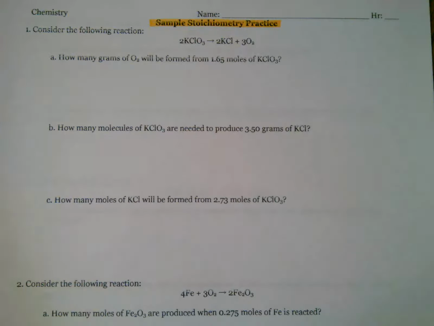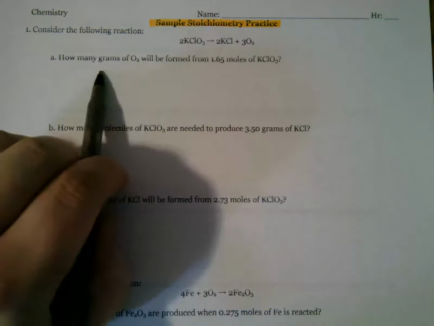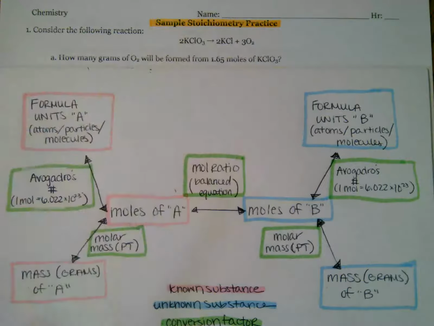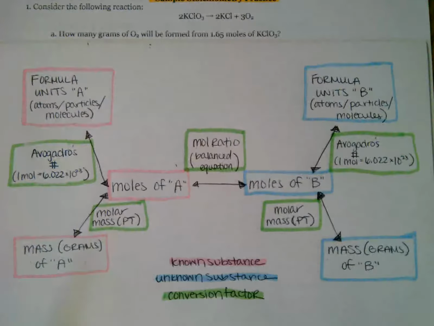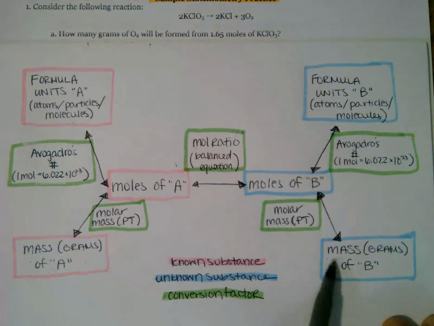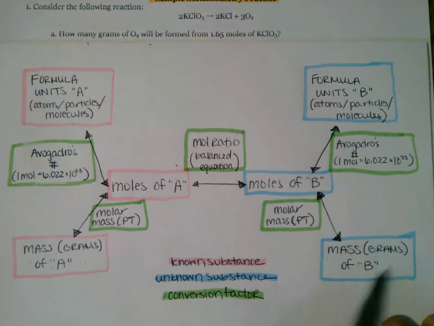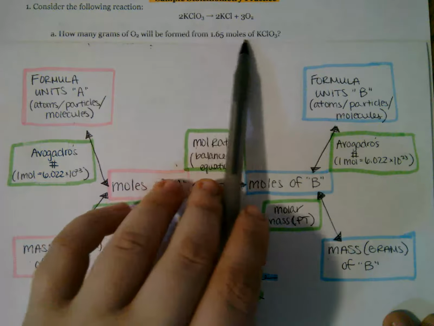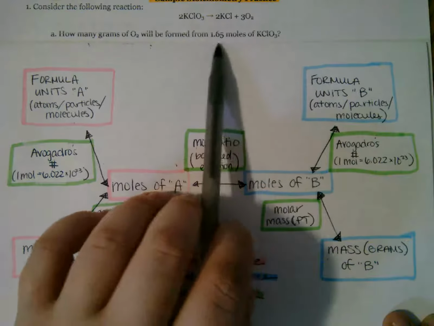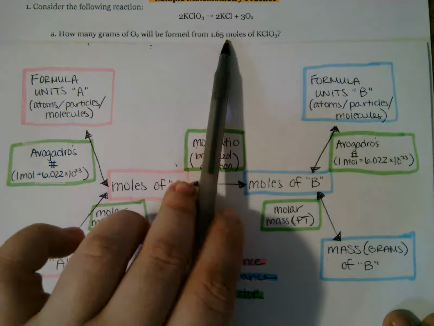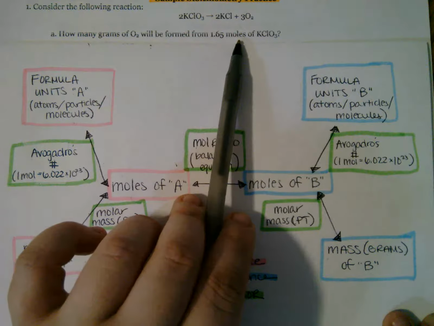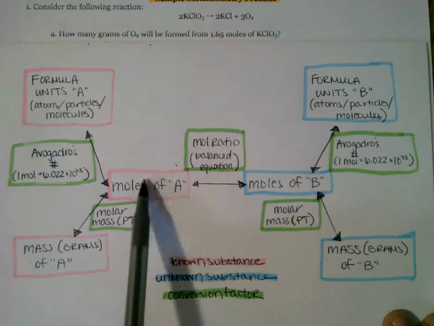So what we need to do is we're looking for information about grams of oxygen, right? So if we're referencing our flow chart, our unknown substance is grams of oxygen. So this is where we're trying to get to on our flow chart. And where are we starting? Well, formed from 1.65 moles of potassium chlorate. So our known substance, or the substance that we're given information about, is potassium chlorate. And we're starting off with moles of potassium chlorate. So we're starting off at this point in our flow chart.